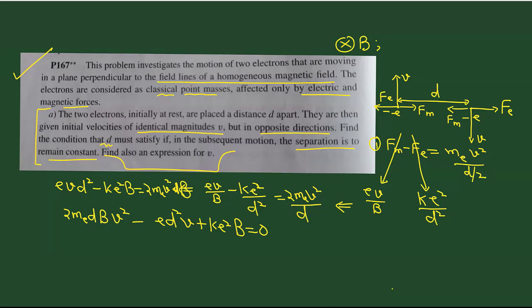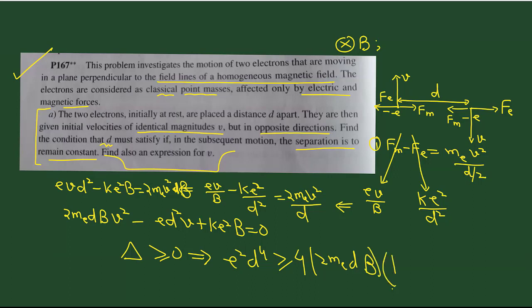And now there are a few things that come to my mind. If I make the discriminant, I mean, it is e squared B squared d to the fourth greater than or equal to 4 into 2 M d into K e squared. So if you solve this equation, d comes out to be greater than or equal to, solve it, it comes out as the cube root of 8 M K upon B squared. It is the cube root of 8 K into the M term divided by B squared.